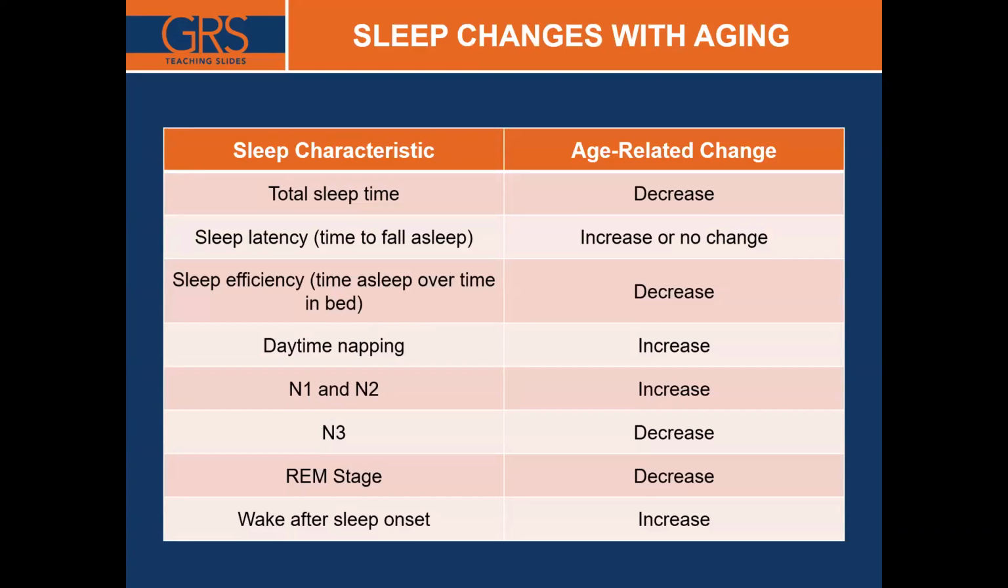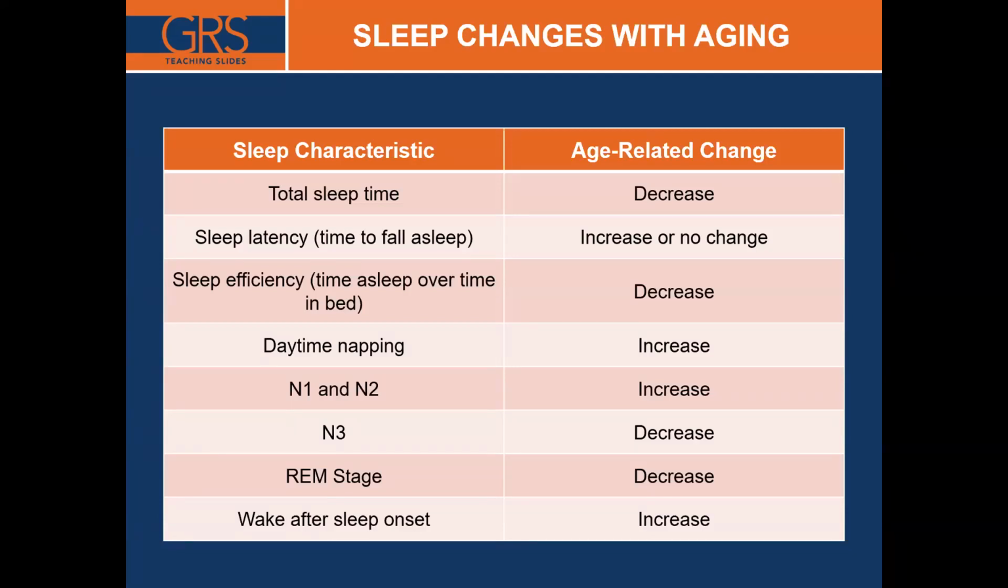So as we get older, our sleep architecture changes. Our total time of sleep decreases. The latency, or the amount of time it takes to fall asleep, increases. Our sleep efficiency decreases, so that's the time that we're asleep versus the time that we're in bed. The propensity for daytime napping increases, and the more daytime napping we have, the harder it is to fall asleep the following evening. N1, N2 lighter sleep increases, our N3 deep sleep decreases, and our REM stage sleep decreases as well.